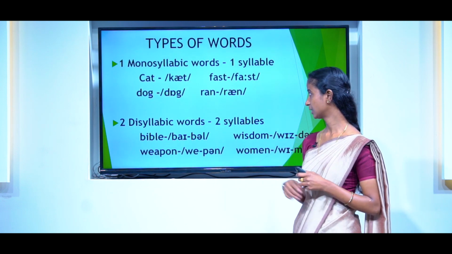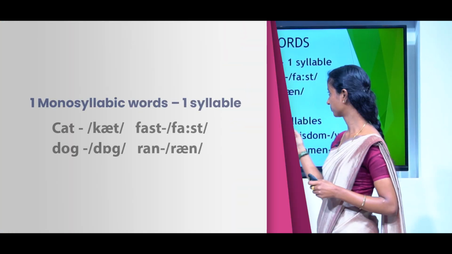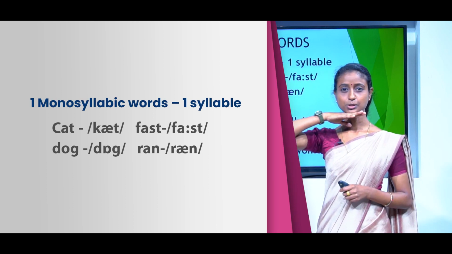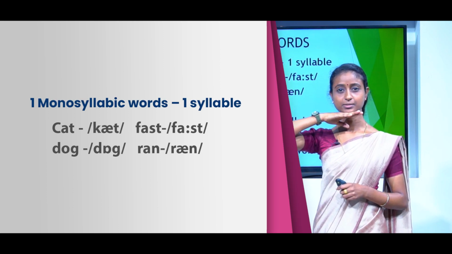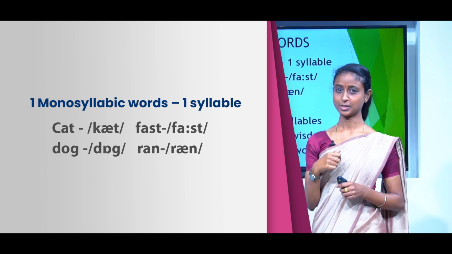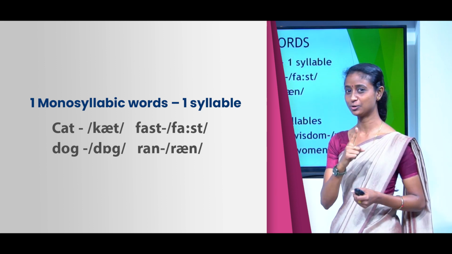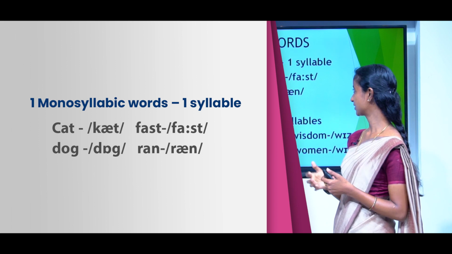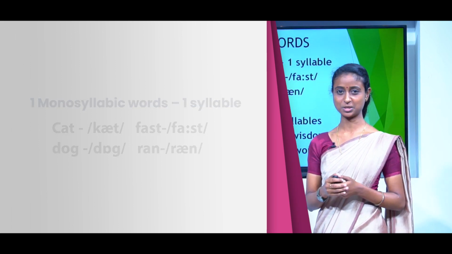For example, let us try with the method. Cat, dog, ran, fast. How many times does my jaw drop? It's only a single time, no? So such words are called monosyllabic words.